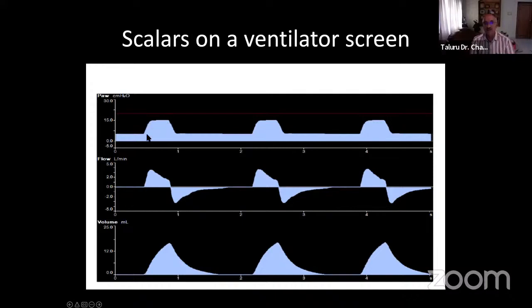So it is square. Whereas if you see on a volume control, pressure versus time, it will not be square like this. It gradually peaks up and then becomes the maximum pressure only at the cycling time. This is a decelerating flow. This is not a square flow. This is the flow versus time scalar, because there is a representation below the baseline.